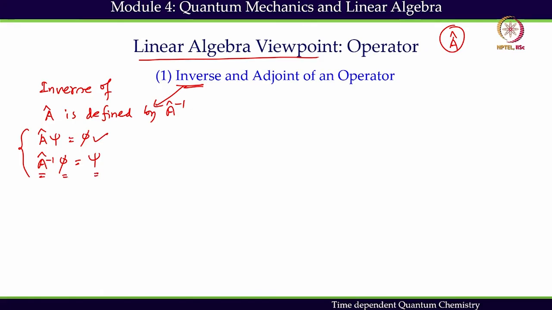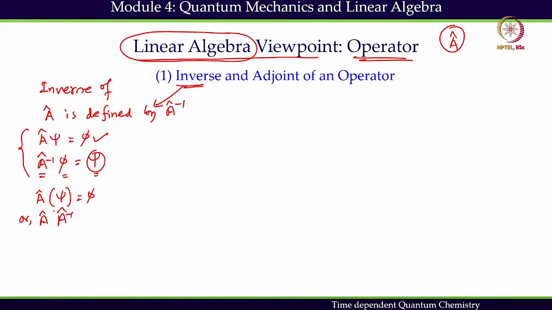So, this is one property of the operator which we will be using in quantum mechanics, and it comes directly from the property of linear vector space, linear algebra or Hilbert space. In other words, I can write A acting on psi is phi, or psi can be written as A inverse acting on phi, and this is only possible when A inverse A equals 1. So, this is an operator which suggests that you multiply by 1. So, this is another property of the inverse of an operator.